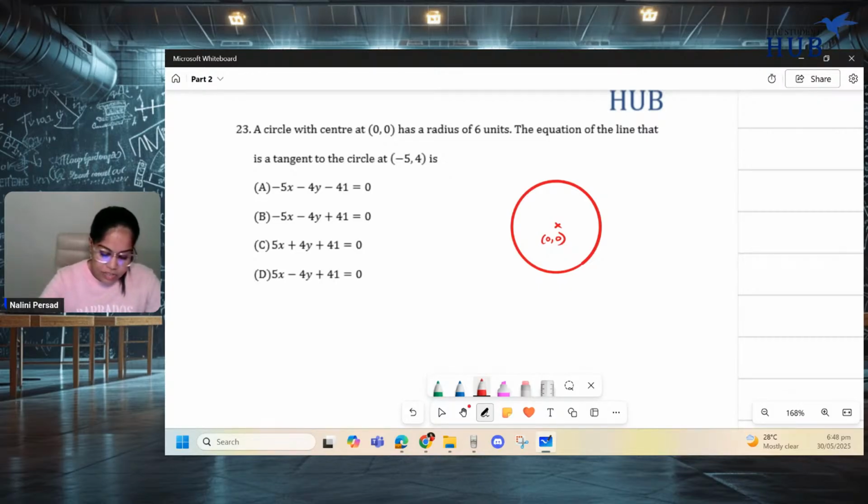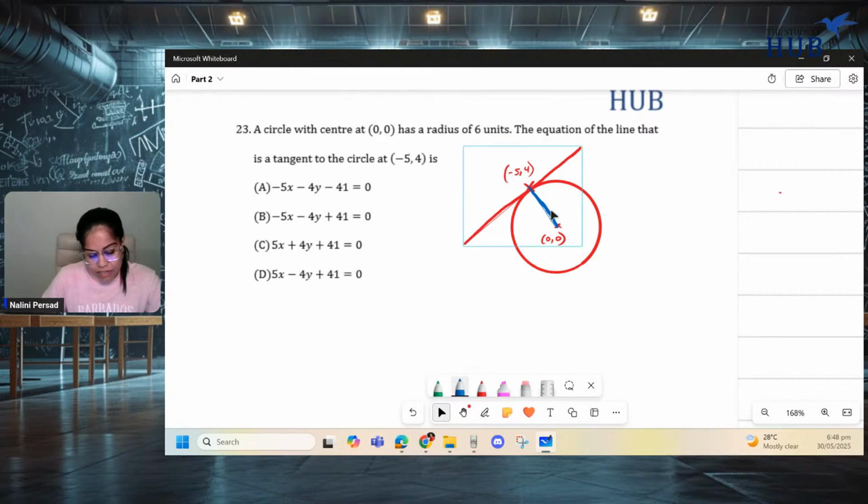Right? So you have 0, 0, you have a tangent. That is my tangent to the circle at negative 5, 4. And that blue line there, that is your radius, that's your normal. The radius is 6 units.